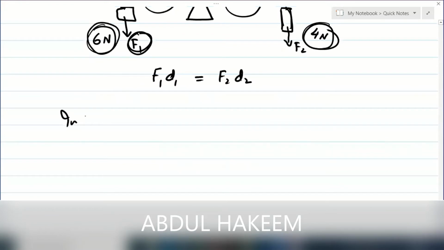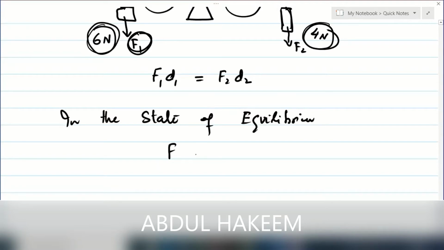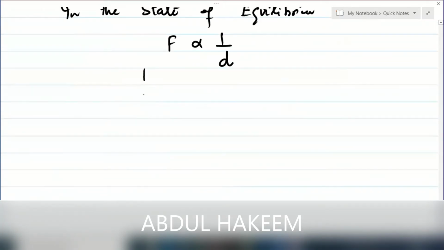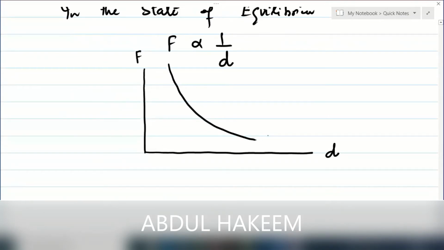So in the state of equilibrium, F and D both are inversely proportional to each other. Larger the force, smaller the distance, smaller the force, greater the distance. So we can draw the graph between force and distance for the equilibrium. This is distance, this is force, both are inversely proportional. This is the case when the object is in equilibrium.